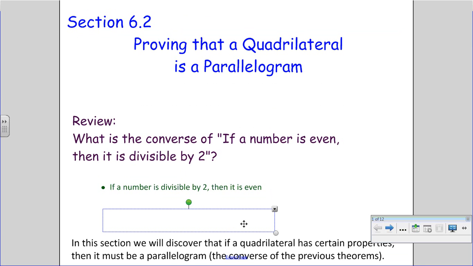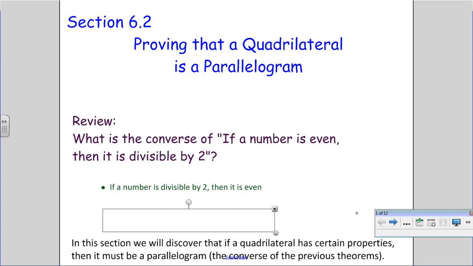We discover that if a quadrilateral has certain properties, then it must be a parallelogram. Okay, so we're going to state that if it has x and y, then it must be a parallelogram, thus proving that it is a parallelogram.